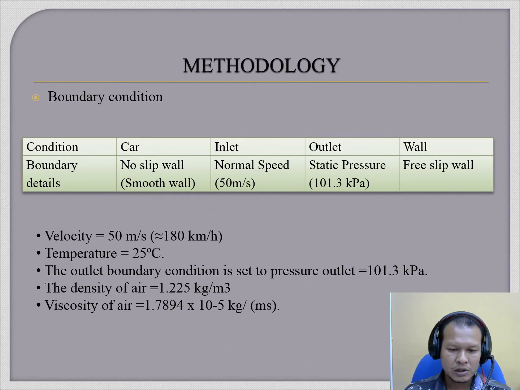The outlet boundary condition is set. The pressure outlet is 101.3 kilopascal. The density of air is 1.225 kilograms per meter cubed. The viscosity of air is 1.7894 times 10 to the power of minus 5 kilograms per meter per second.